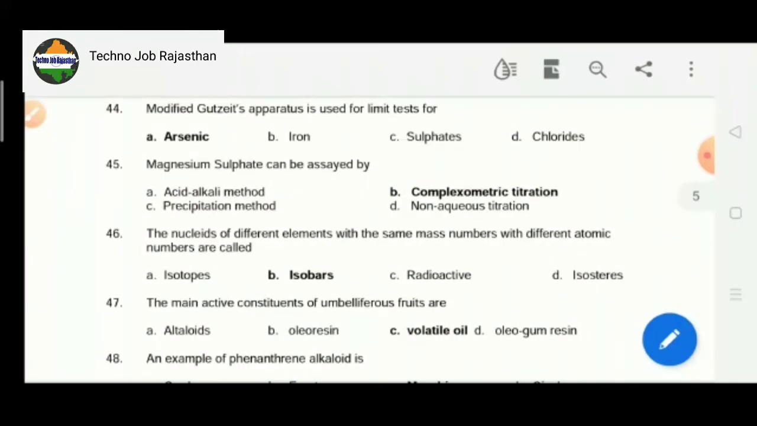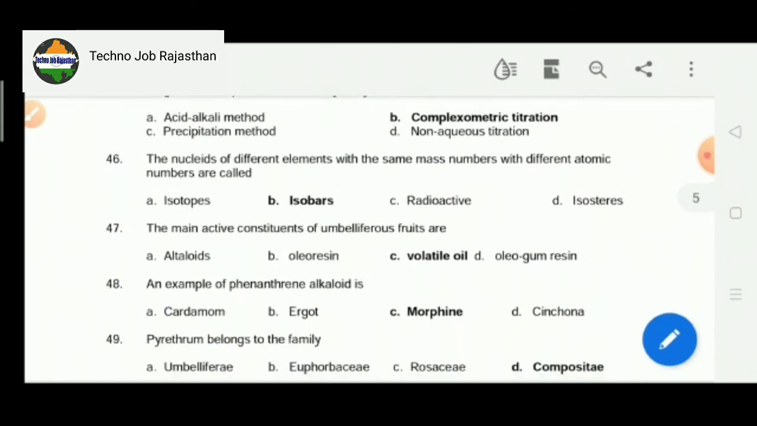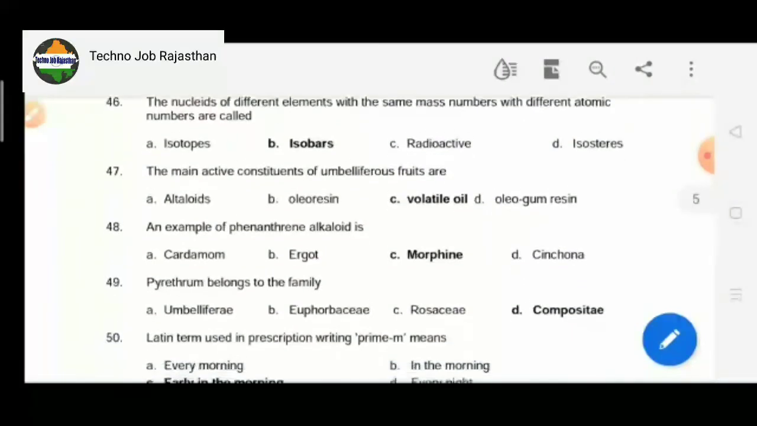Question number 45: magnesium sulfate can be assessed by option A acid alkali method, option B complexometric titration, option C precipitation method, and option D non-aqueous titration. So the correct answer is option B, complexometric titration. Question number 46: the nuclides of different elements with the same mass number but different atomic numbers are called as option A isotopes, option B isobars, option C radioactive, and option D isosteres. So the correct answer is option B, that is isobars.